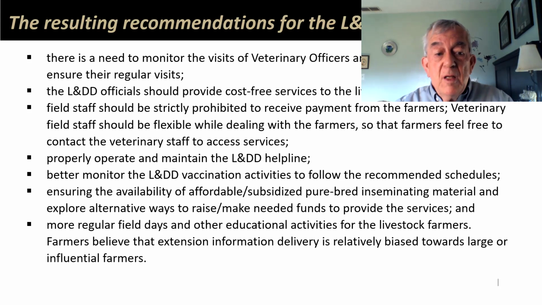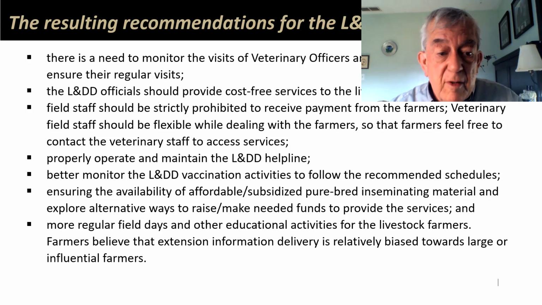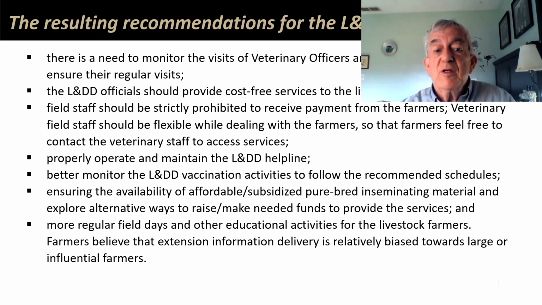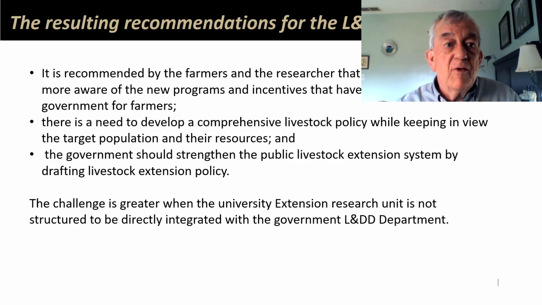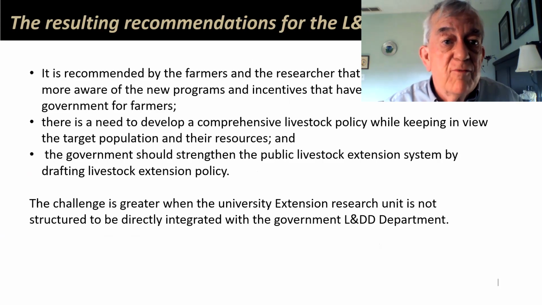There was also a caveat that Mohammed included in his results that farmers believe that the extension information delivery is relatively biased to larger and more influential farmers. And I think that in most cultures, the larger the farmer, the larger the equity, the land holding, the more likelihood they can access resources and information. And I don't find that as surprising data as I look at the results of that.